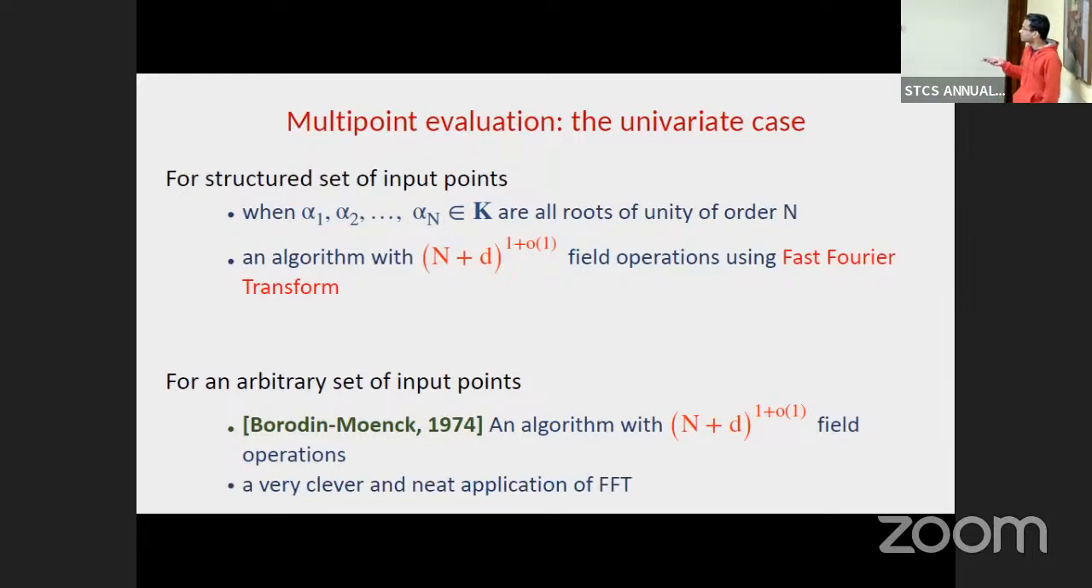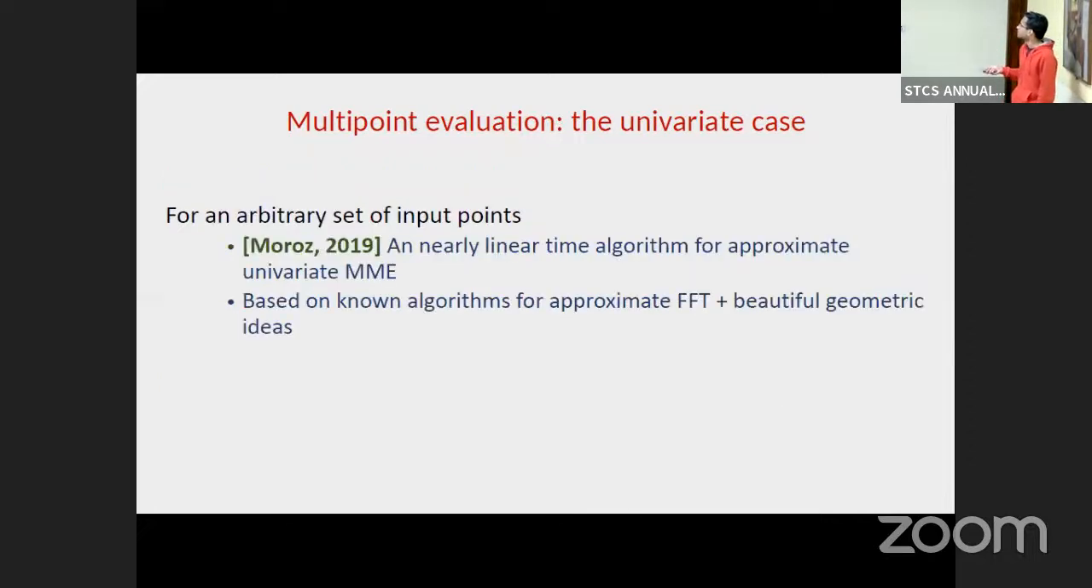So this is a very, very neat and clever application. If you're not a part of the FFT fan club, this is one way to get initiated. And yeah, so for approximate univariate multipoint evaluation, this problem was surprisingly open. So we did not know nearly linear time algorithms.